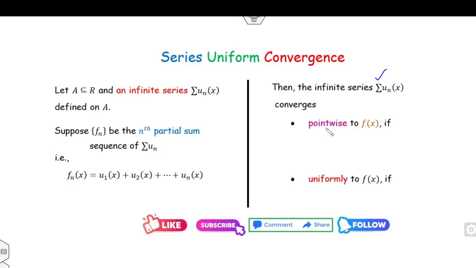The infinite series is said to be pointwise convergent when this f_n(x), that is the nth partial sum sequence, converges to f(x) pointwise. Secondly, when this sequence f_n(x) converges to f(x) uniformly, then you can say the series also converges uniformly. And we all know how you can check the pointwise convergence. We can find the limit as n approaches infinity. If this limit exists and is unique, we can say it is pointwise convergent.